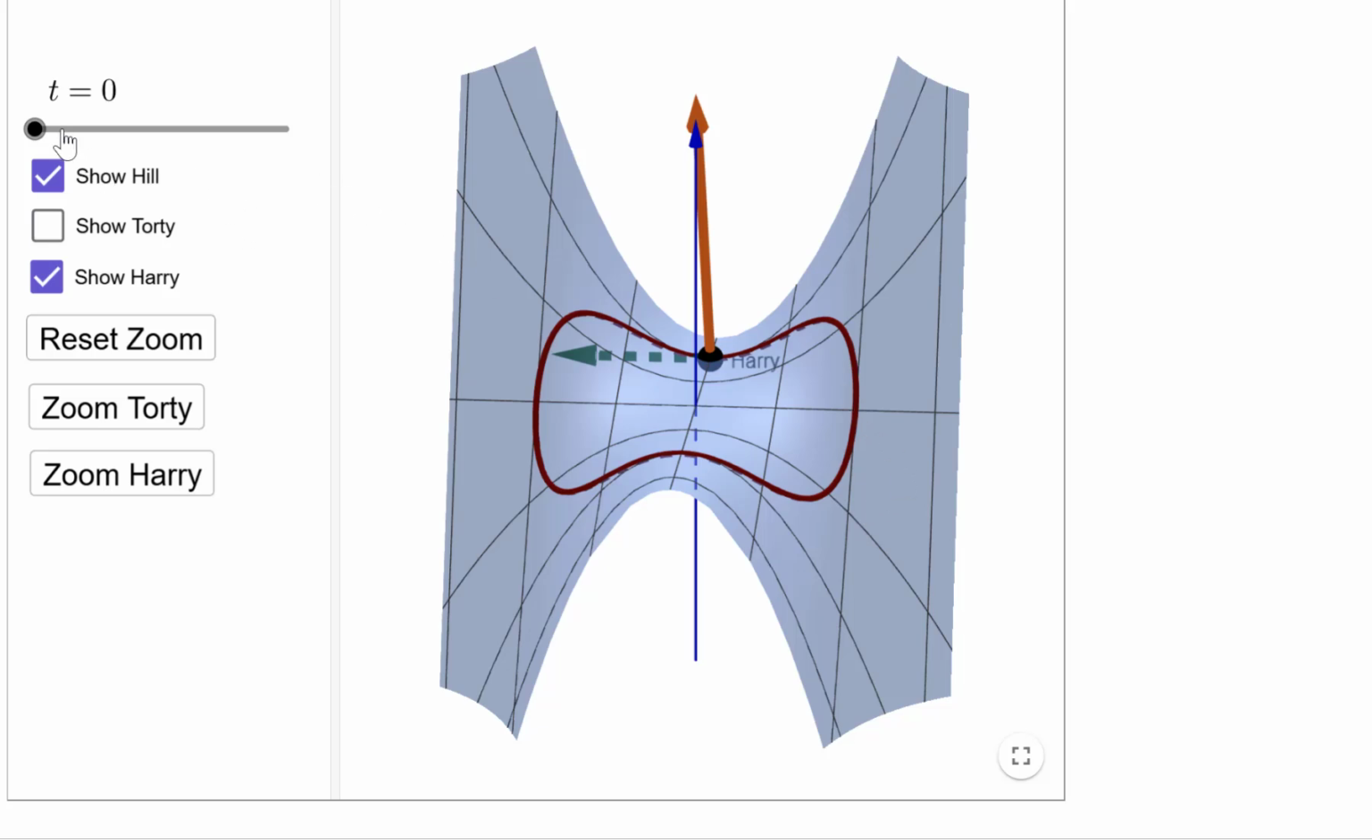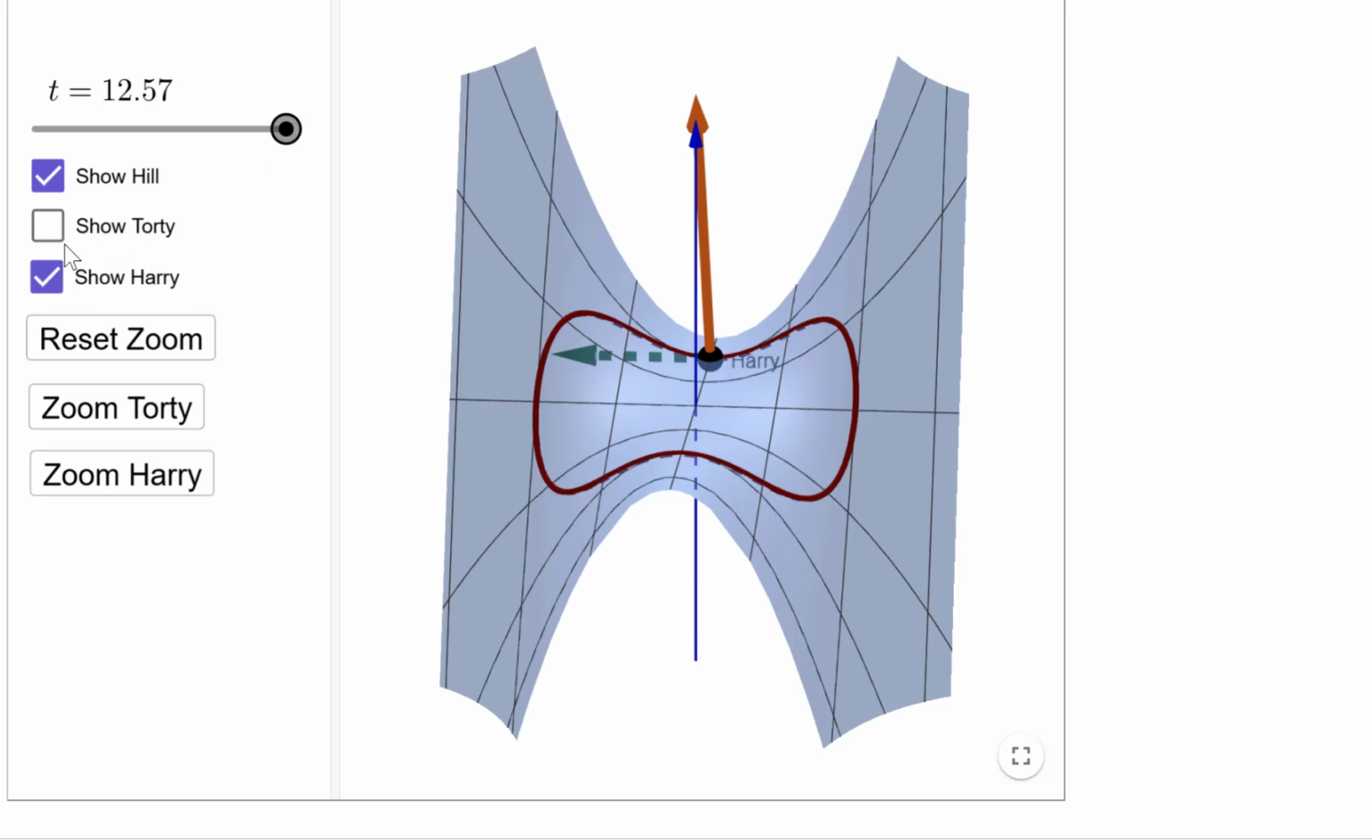So as time progresses from 0, Harry's at the start, and as time progresses, we can see Harry start to move along the track. And we can see that one lap is done at approximately 2 pi, and if we keep going around, time equals 4 pi. Harry completes 2 laps on the track.